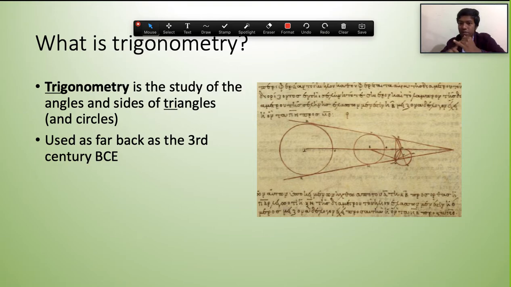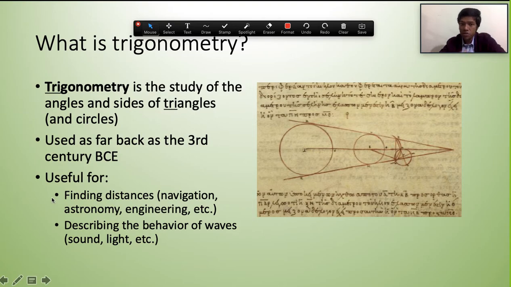So it came from Babylon, and Babylon is currently in Iraq. Then the Egyptian, then Greek, then Indian, then Islamic mathematicians, then it goes to Europe, then again to this modern time, where it is everywhere. So that's the history.